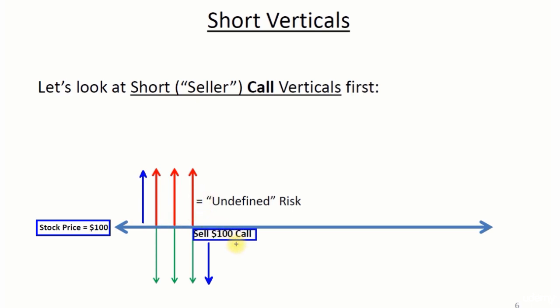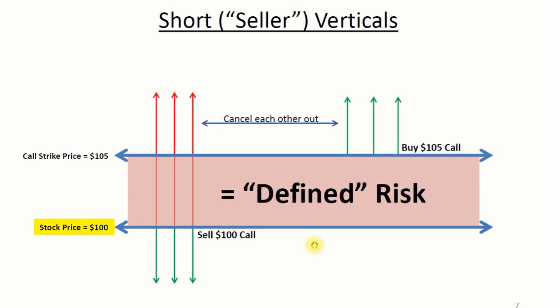When we sell a call, we want the stock price to go down. So down is our profit, up is where we get to that undefined risk area, right? We don't know how far the stock can go up, so we don't know how much we can potentially lose. That's the part that scares us as beginning traders. So how can we fix this?